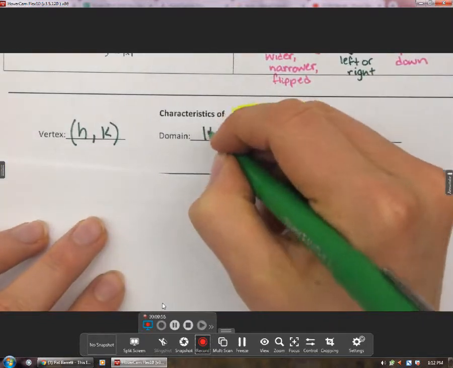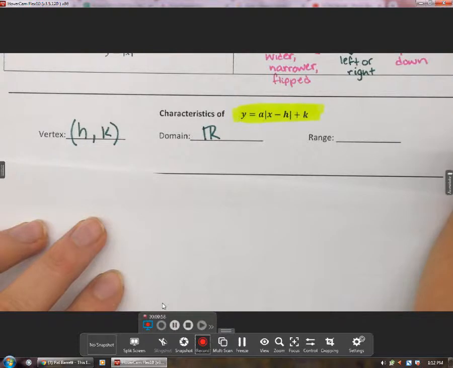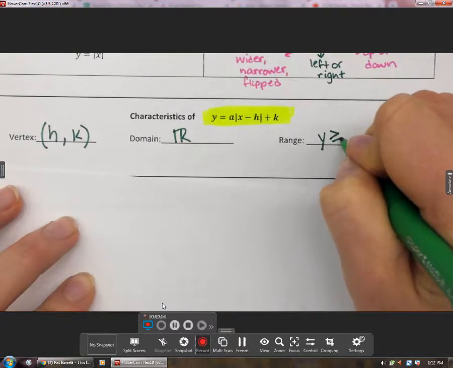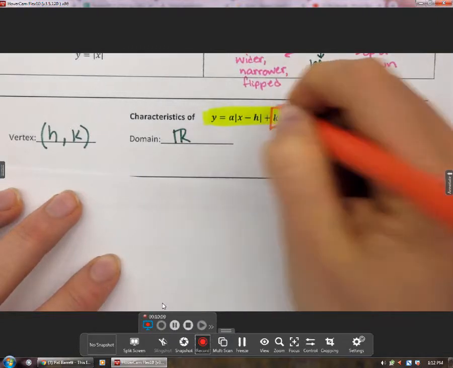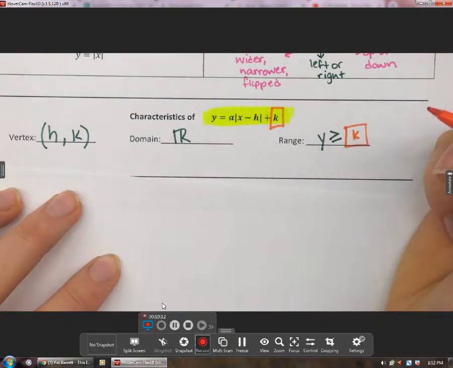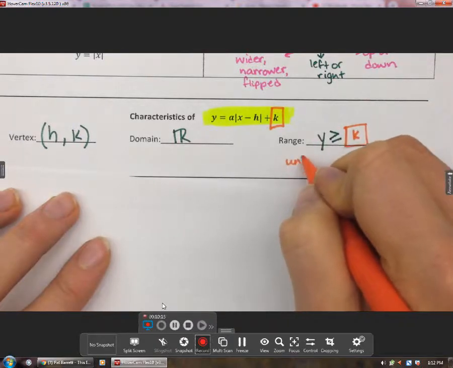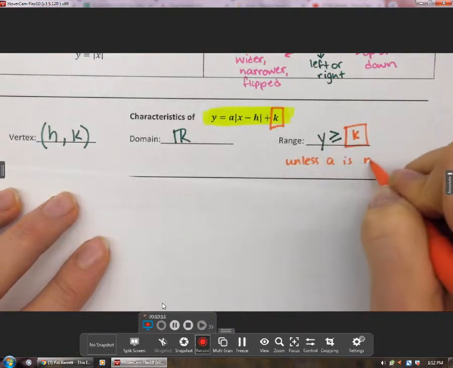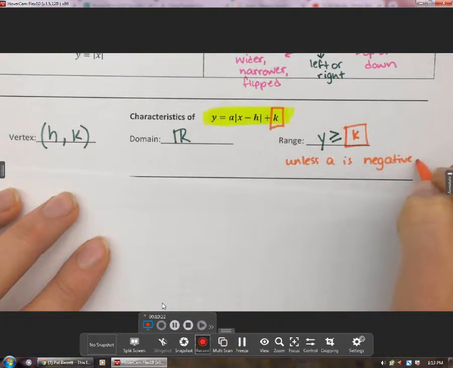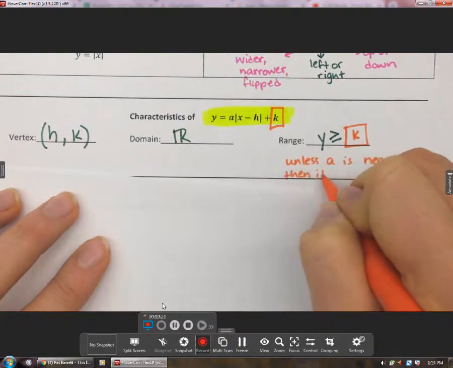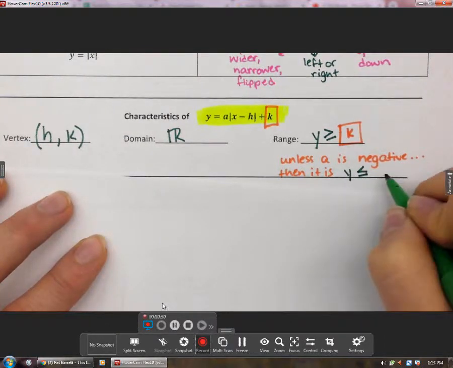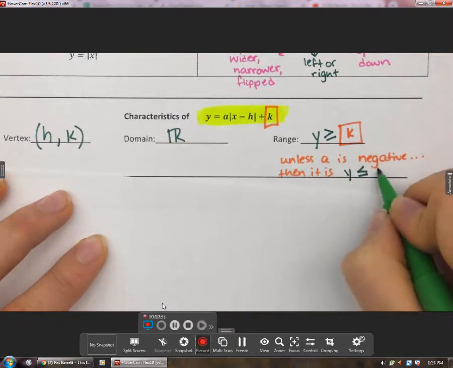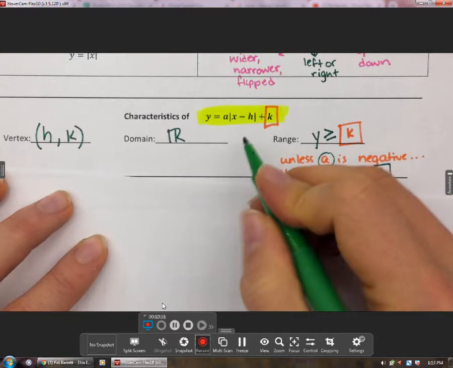The domain will always be all real numbers for these types of graphs. And the range is y is greater than or equal to k. Unless A is negative. Then it is y is less than or equal to k. So it's all about the a value because the graph would be flipped over.